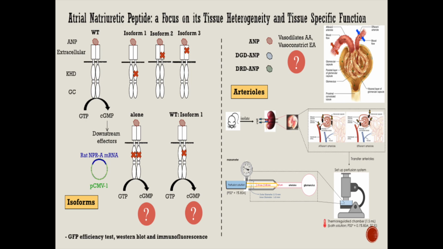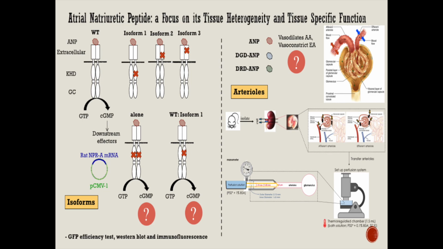Another part of my project looked into the tissue heterogeneity of AMP in the renal nephron. This is shown on the right side of this slide. AMP is known to induce vasodilation in the afferent arterioles (AA) and vasoconstrict the efferent arterioles (EA). Interestingly, these distinct responses are governed by the MPRA receptors alone. However, the responses towards the two AMP analogs created by our lab were not evaluated.